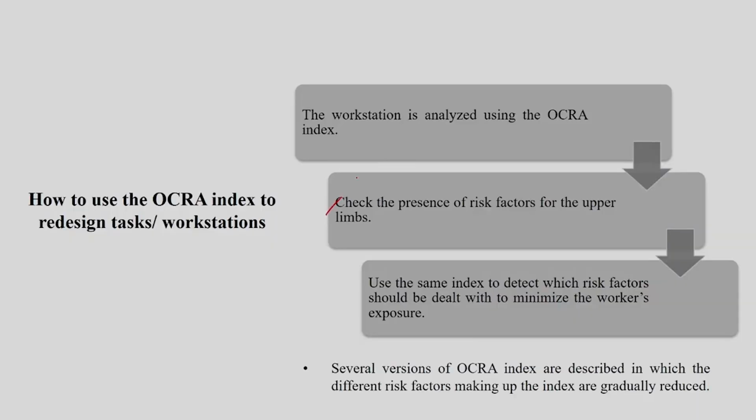Now you have to go back and check each factor, and you have to see why the shoulder, upper arm, then elbow, wrist, how these things are getting exposed to some kind of risk. So that checking you have to do for the upper limb and use the same index to detect the risk factor, what you need to deal with to minimize the workers' exposure.